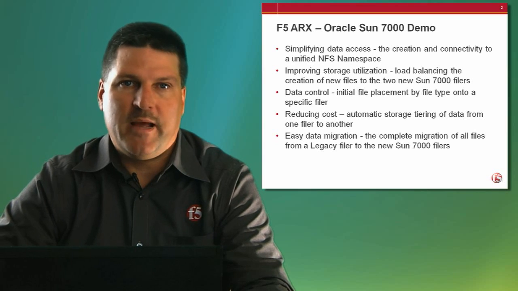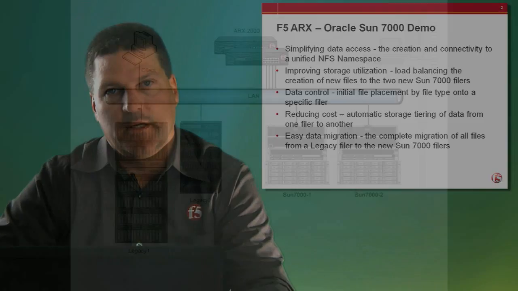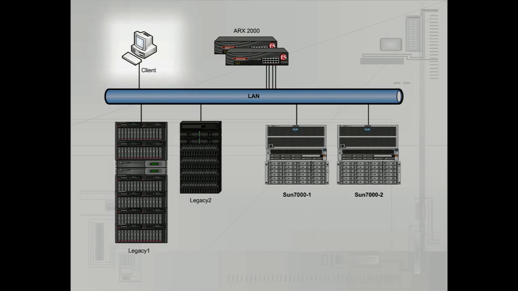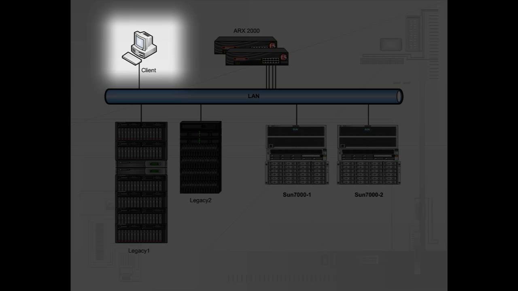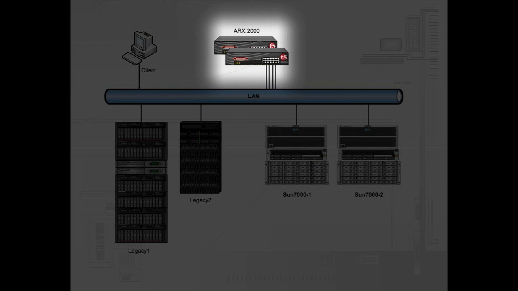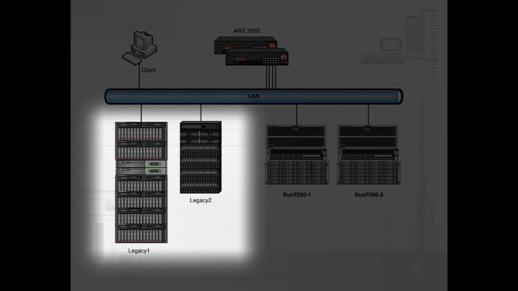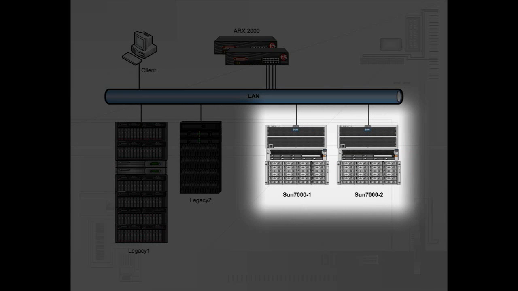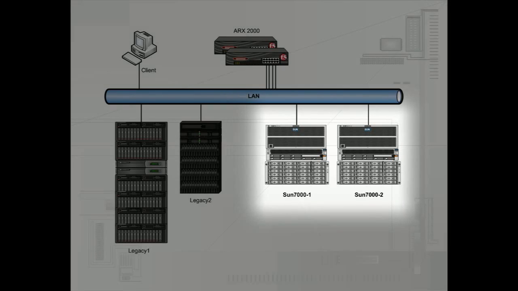But first, a little background on the demo itself. Here is a simplified diagram of a typical storage environment. We have an Oracle Enterprise Linux client, the F5 ARX switches, and the filers used in this demo with everything connected to a common network. The legacy 1 and 2 filers on the left represent existing network-attached storage devices. The two Sun 7000s on the right represent brand new filers that were just installed, as well as the F5 ARX switches.